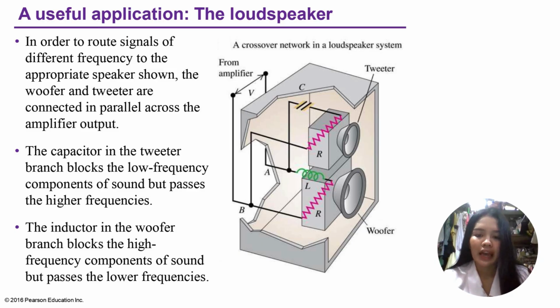Conversely, the inductor in the woofer branch blocks high-frequency components but allows low-frequency to pass through, ensuring that the woofer only reproduces low-pitched sound. So this selective routing of frequencies is essential for achieving optimal sound reproduction in a loudspeaker system.